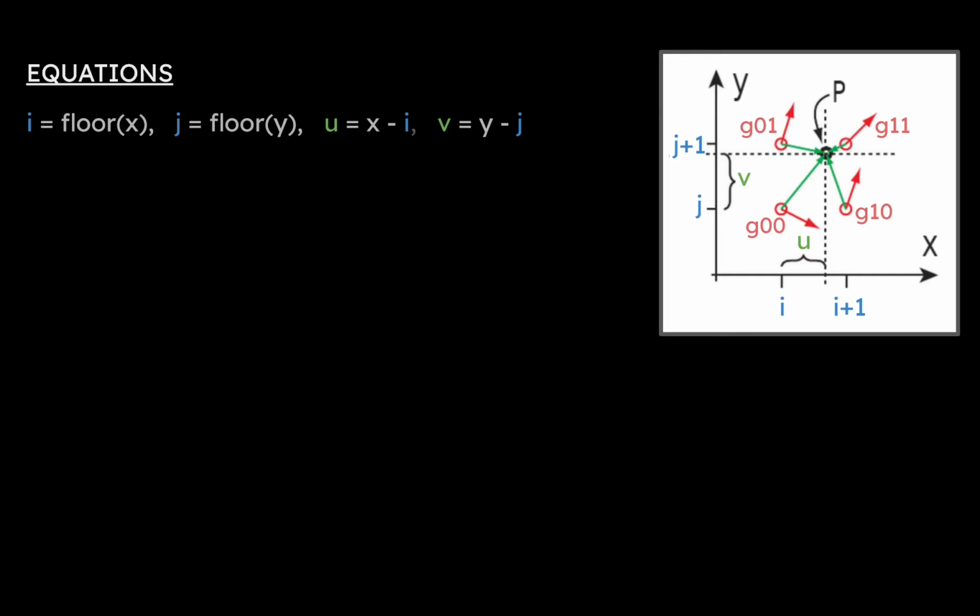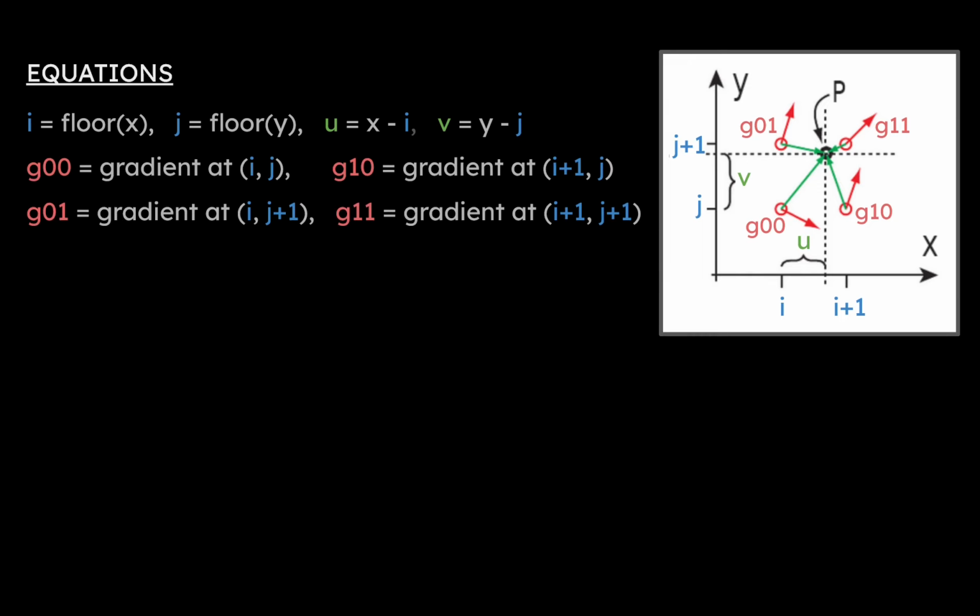So if the point was at the bottom left of the cell, u and v would both be 0. If it was at the top right, u and v would both be 1, and if it was somewhere in the middle, u and v would be somewhere between 0 and 1. Okay, now that we've got that, we can define our red gradients.